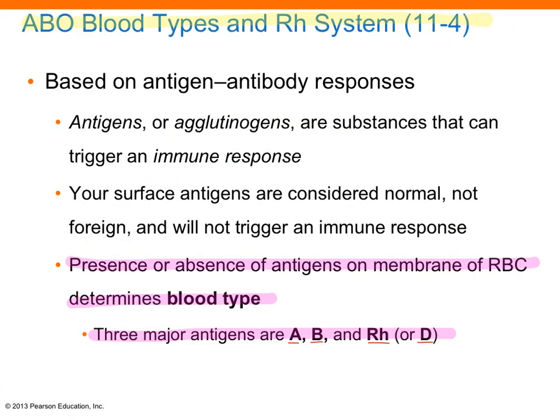The ABO blood type system. This is based on the absence or presence of antigens on the membrane of the red blood cell, and it determines blood type. There are 3 major antigens: A, B, Rh, or D.